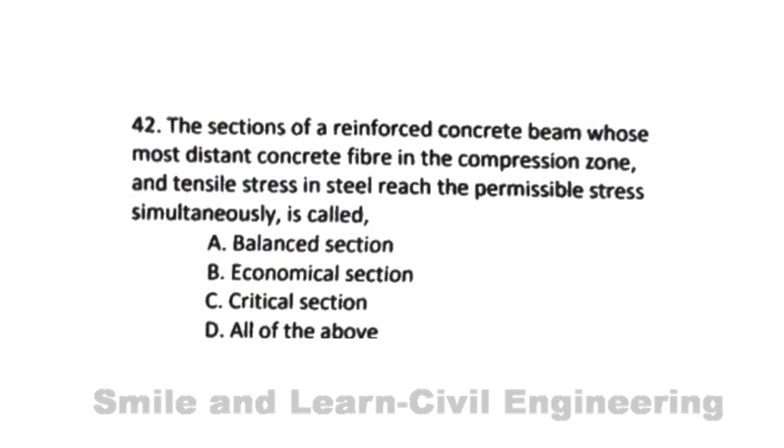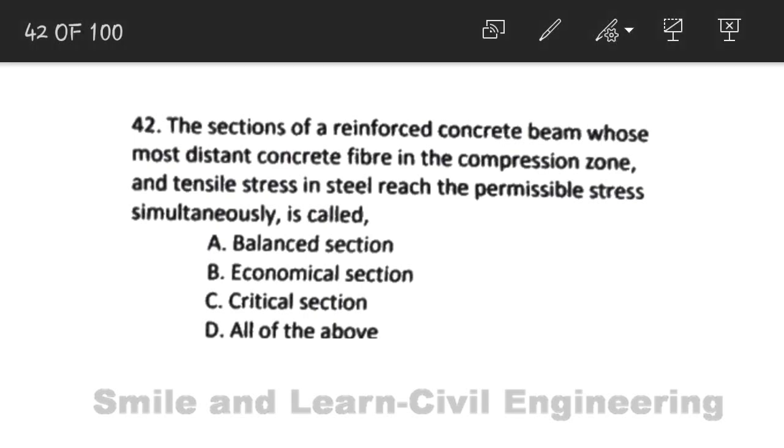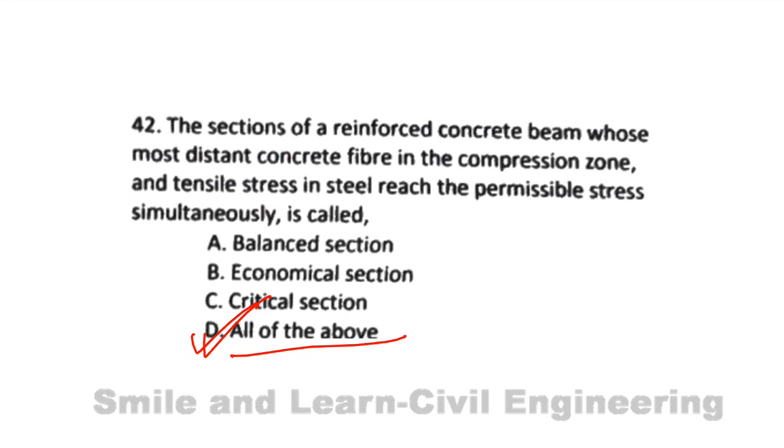Question number 42, the section of a reinforced concrete beam whose most distant concrete fiber in the compression zone and tensile stress in steel reach the permissible stress simultaneously. So if they reach it simultaneously, it is a balanced section, and a balanced section is the most economical section, we all know. So both the options are correct, and obviously option C will be included in this. So option D will be the correct answer, all of the above.